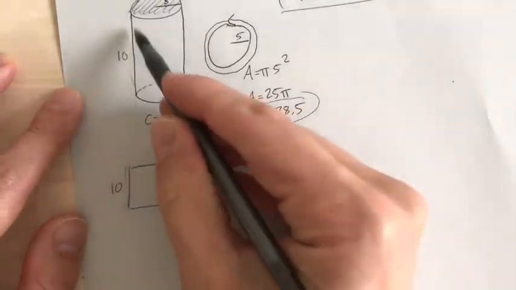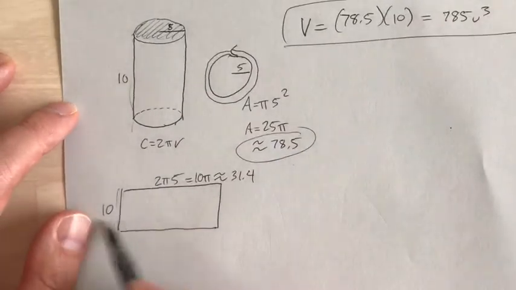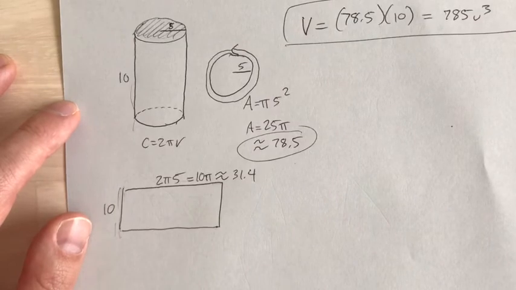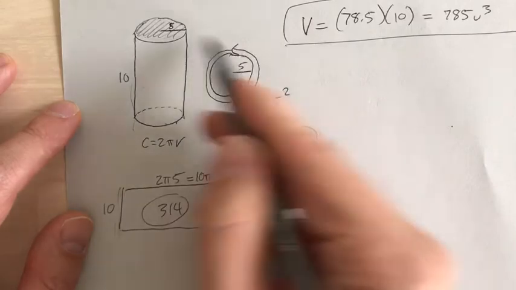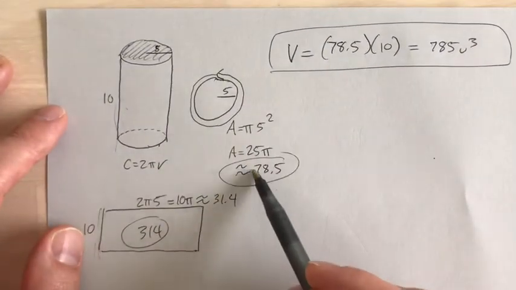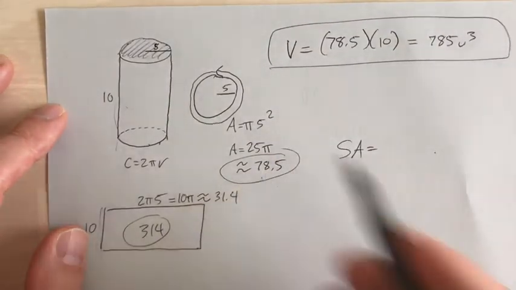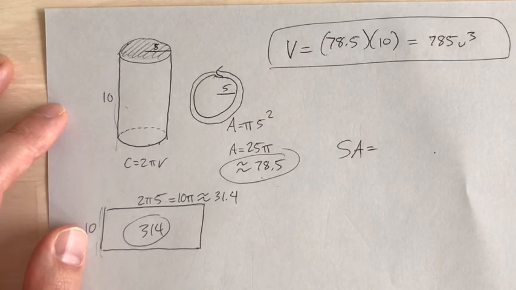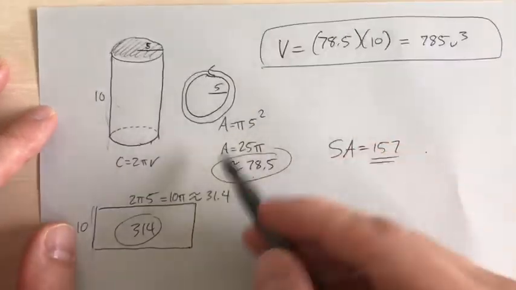The height of this would be 10 because, again, that just connects to the height of that prism. So the area of this would be 31.4 times 10, which is about 314. So that would be the area of the lateral face of the cylinder. And then we have, again, the top and bottom circles that we have to add with it. So the surface area would just be this times 2, right, for the top and the bottom. So 78.5 times 2 is going to be 157. That would represent my top and bottom.